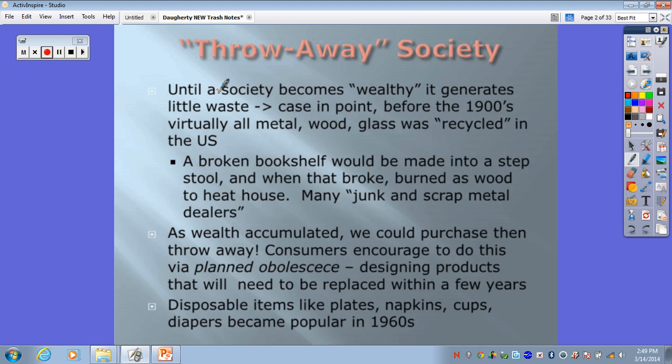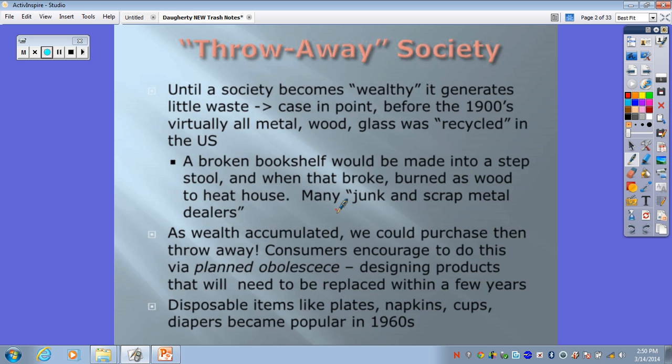And there's an idea that says until a society becomes wealthy, it generates very little waste. If we look back at our history, before the 1900s, virtually anything left over, any sort of leftover metal, wood, glass, was all recycled in some way in the U.S. A specific example would be if you had a bookshelf that broke, you could have a skilled laborer turn that into a step stool. And then if that broke, or if you weren't able to repair that, you would burn that wood to generate heat in your house.